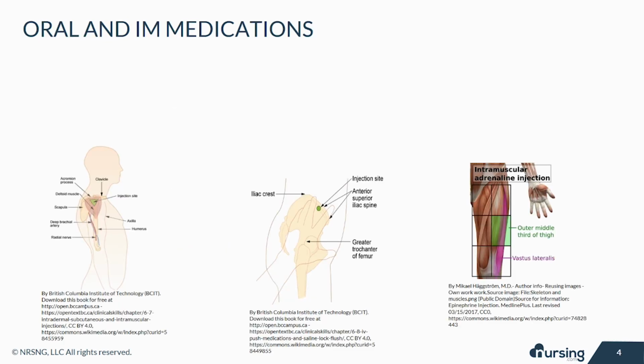So let's take a quick look at the medication routes that we're going to be working with. Oral medications, obviously, very plain and simple. They're either in liquid or pill form. Really no surprises there, right? Now, IM injections, intramuscular injections. This is where things can get a little tricky, particularly when we're talking about maximum doses to give in the syringe.